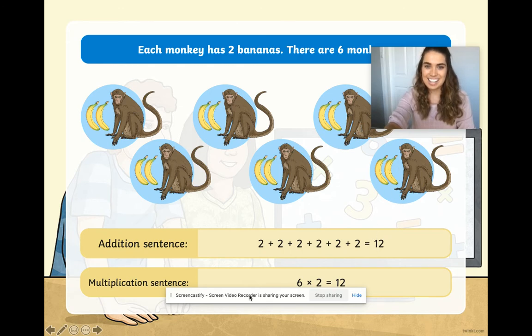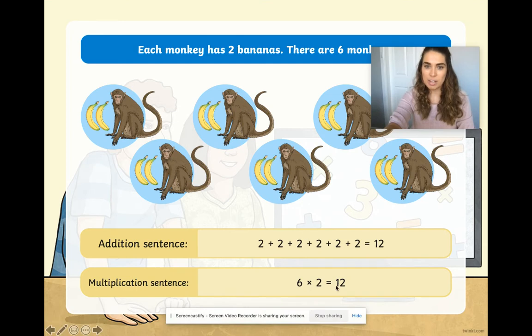Yes. And if you're very, very clever and you've been extending and challenging yourself to do stuff that's beyond Year 1, this is how we would write it in a multiplication times table number sentence. 6 times 2 equals 12.